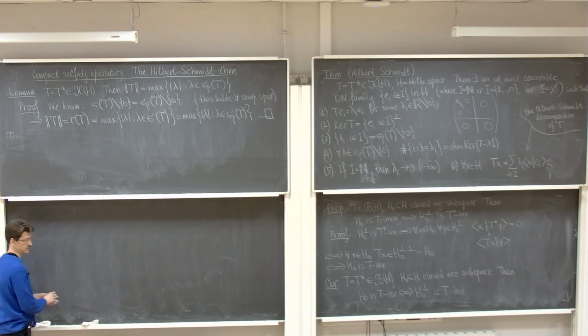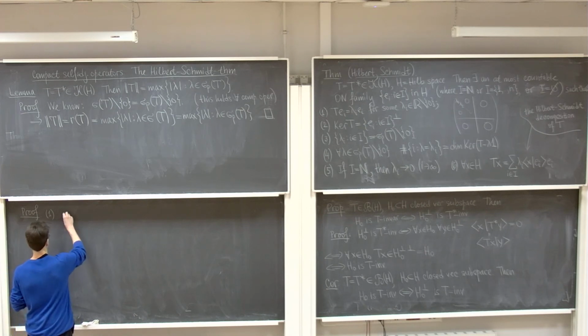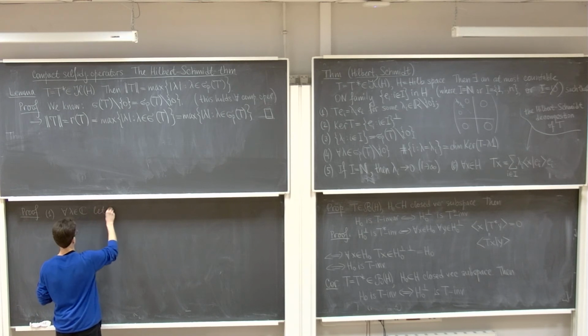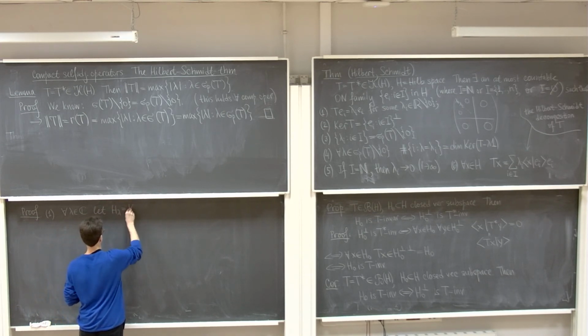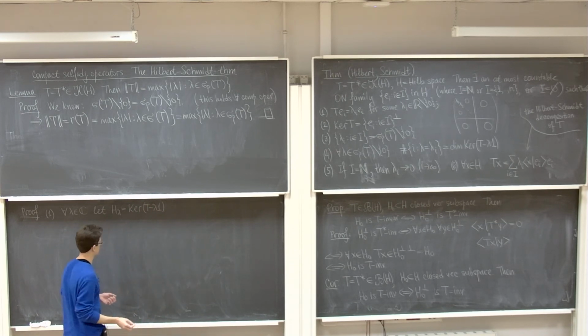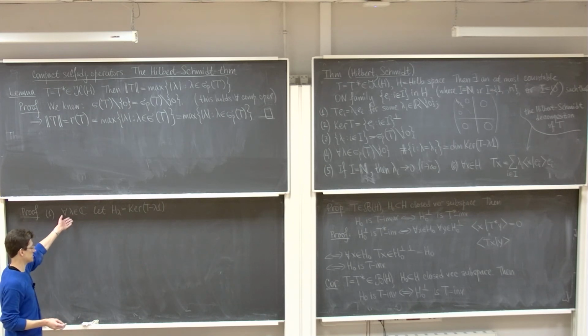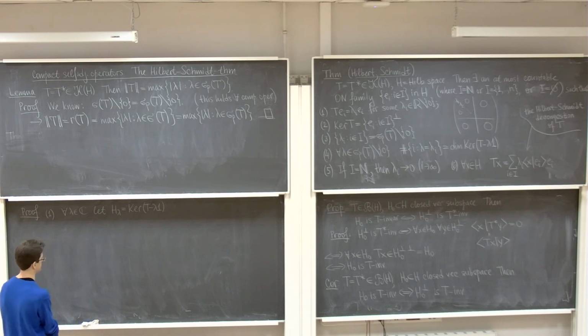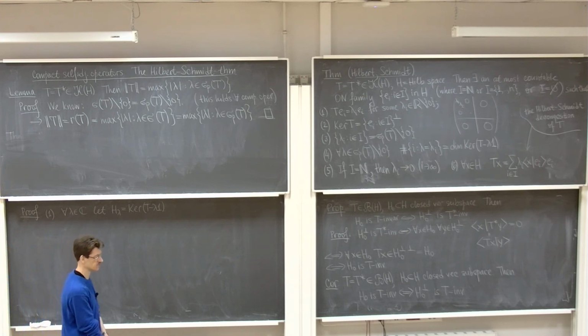Okay, let's now prove the Hilbert-Schmidt theorem. First of all, to prove the first part, to construct this orthonormal family e I, we do the following. For each lambda, let H lambda denote the respective eigenspace of T, the kernel of T minus lambda. This is defined for each complex number lambda, but of course it is non-zero only if lambda is real and in the point spectrum of T.